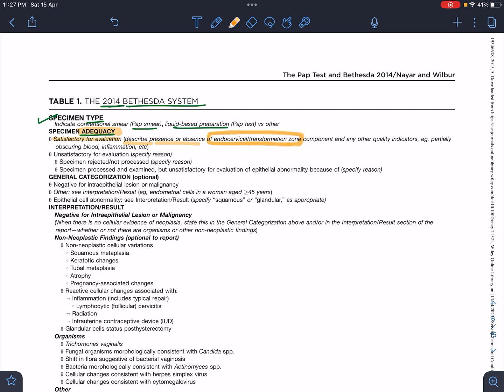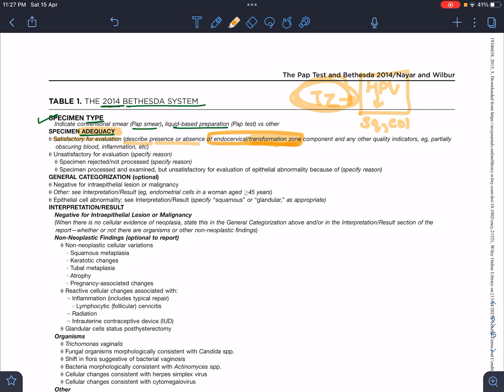The transformation zone is the zone where the HPV infects, more than the squamous region and the columnar region. So the transformation zone component definitely has to be there. If it is not there, it is not directly called an unsatisfactory smear, but it's close to unsatisfactory, because anyway you'll have to repeat the smear in 2 to 4 months.